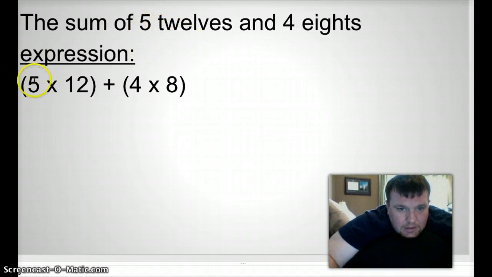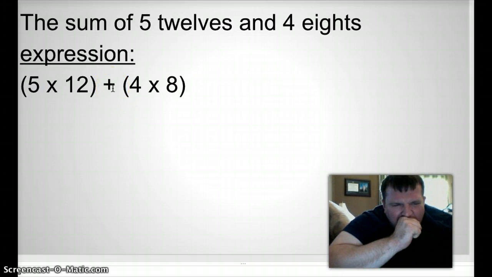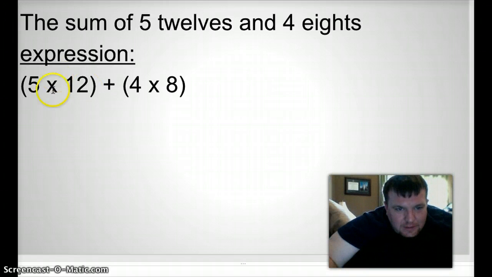5 twelves is 5 times 12. 4 eighths is 4 times 8. And you want the sum of both of them. I want these in parentheses, making sure I do that first. The sum goes in the middle. Now try to find the value of this expression. Solve for the parentheses and then do the operation in the middle, which is adding.